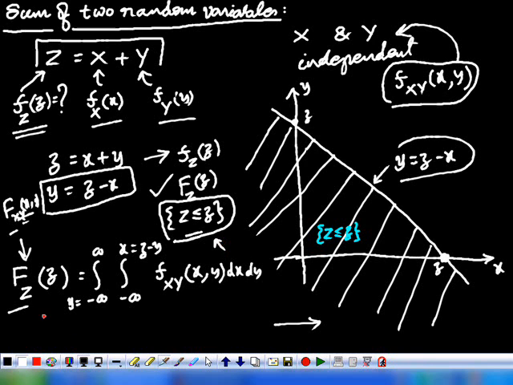Are you following why I have written the left hand side as F_Z(z)? Actually, the left hand side should be capital F_XY of x comma y, the joint CDF. But here the region of our interest is Z less than or equal to z. So that's why I have written it as F_Z(z), and which is equal to this. So this step is very, very important. We consider the region below this line, that is y equivalent to z minus x, or x equivalent to z minus y. Either way you can take.